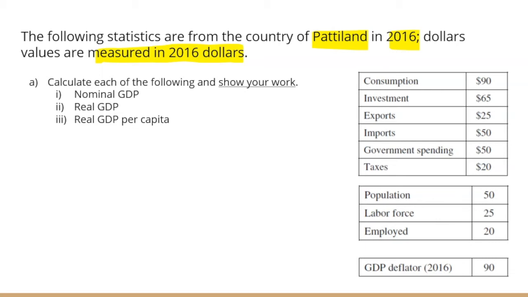There are four parts to this. We're going to do part A, part B, part C, part D on individual slides. What I want you to do right now is pause the video and figure out what the nominal GDP, the real GDP, and the real GDP per capita is for Paddyland in 2016. Pause the video, and when you get your answers, unpause it and we'll go over it together.